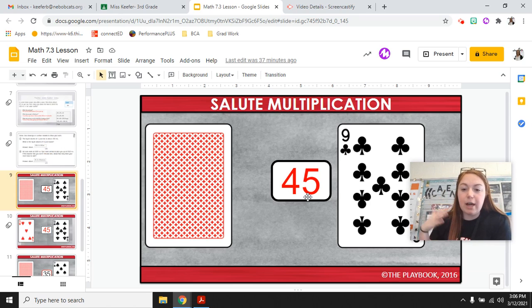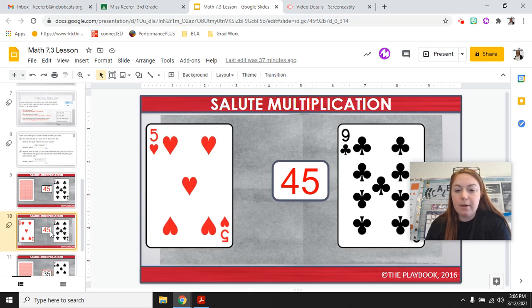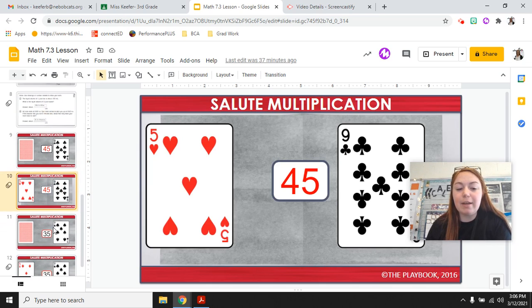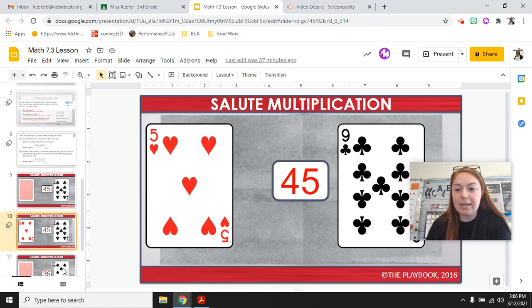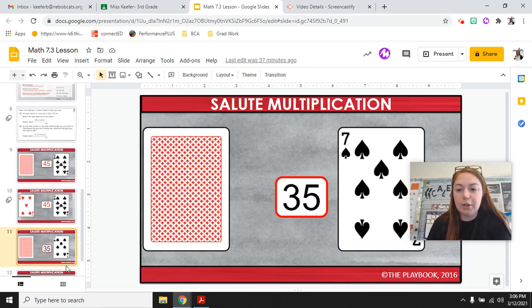So think about this to yourself. 9 times what number would equal 45? Okay. This is just basic math fact practice. So this one would be 5. 9 times 5 equals 45. But remember, we used multiplication. So let's try it again.